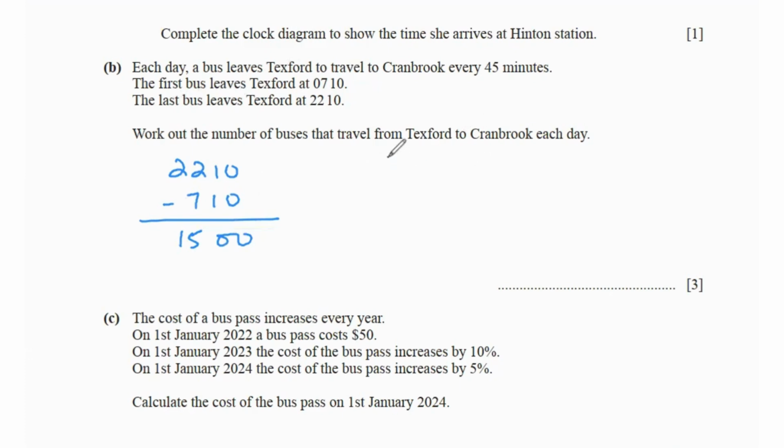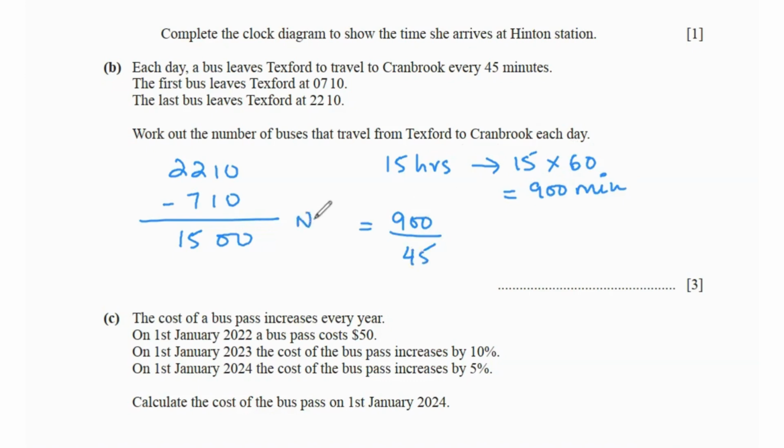So let's convert the 15 hours into minutes. That's 15 times 60, which is 900 minutes. So 900 minutes are going to be divided by 45 to find the number of buses. Why? Because every 45 minutes, a bus is leaving. So in total, we have 900 minutes between the departure of the first bus and the last bus. 900 divided by 45 gives us 20. So 20 buses travel from Texford to Cranbrook each day.